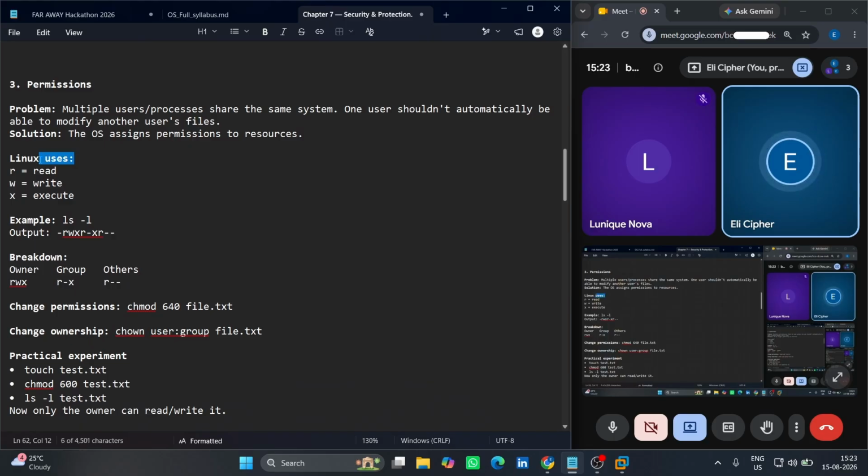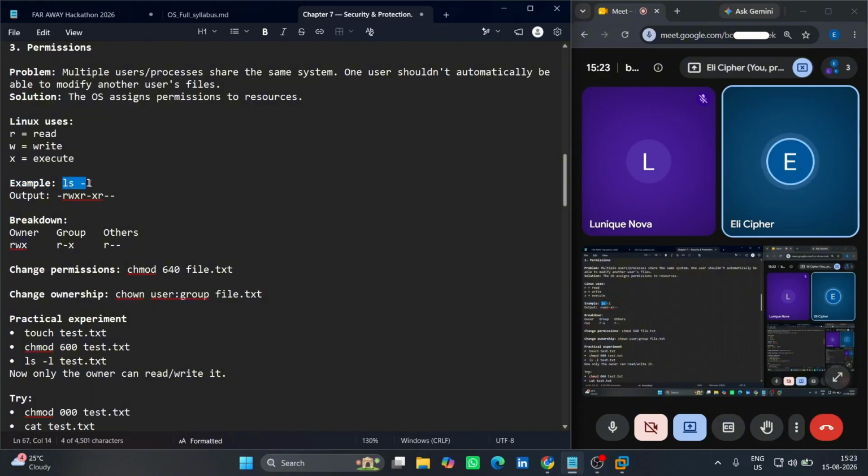So Linux uses three things. R defines read, W defines write, and X defines execute. Read means you are only able to see the particular resource; you cannot execute it or make any modification in it. Write means you have permission to modify that particular file or resource. And execute means you can run that particular resource, right?